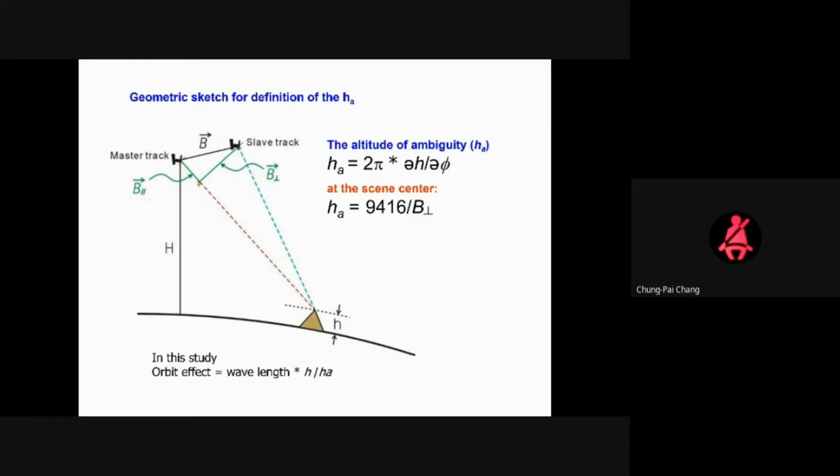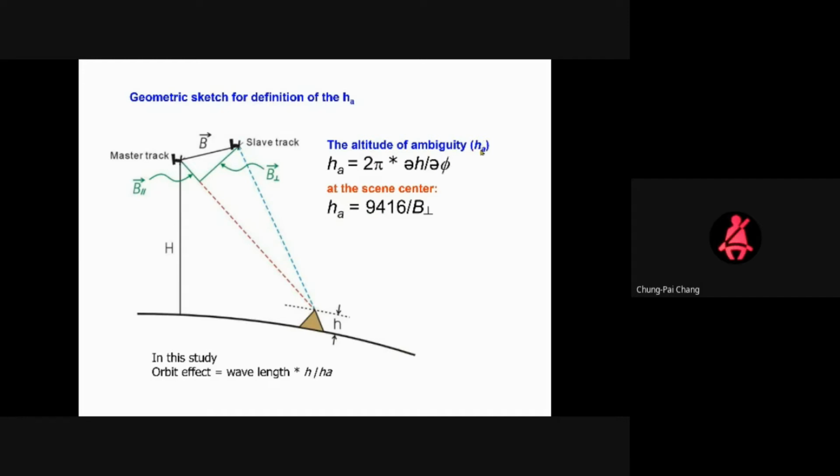The parallel baseline is not important. We just use the perpendicular baseline, because the parallel baseline does not contain any effect of the elevation. Only the perpendicular baseline can be used. It's useful. And then after some derivation, we just obtain this formula: HA is equal to one number over the perpendicular baseline. And HA, we call it the altitude of ambiguity.